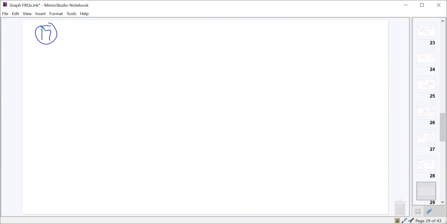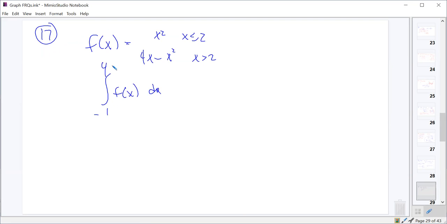17. Did we do 17 already? I don't remember now. I remember doing this one earlier today, but I don't remember if I did it in this class. No. Okay. So 17, we're looking at f of x is x squared if x is less than or equal to 2, and f of x is 4x minus x squared if x is greater than 2. We want to integrate f of x from -1 to 4. Since there's a break in the function at 2, we just separate it at 2: -1 to 2 of x squared dx, and then 2 to 4 of 4x minus x squared dx.